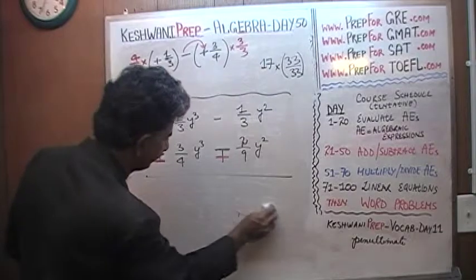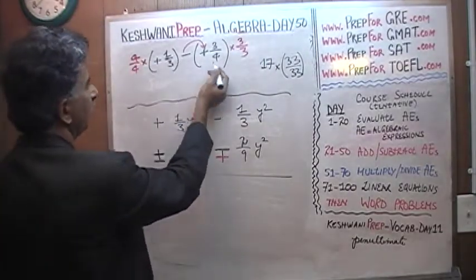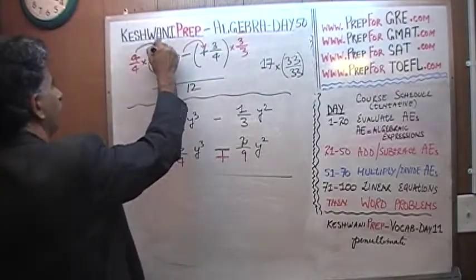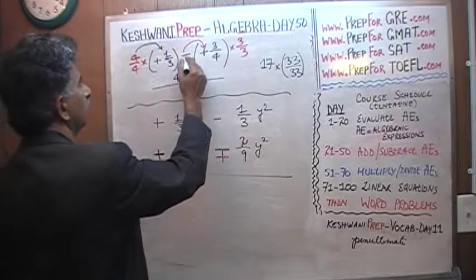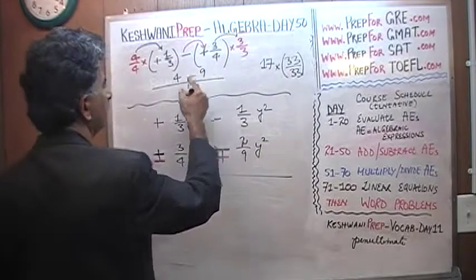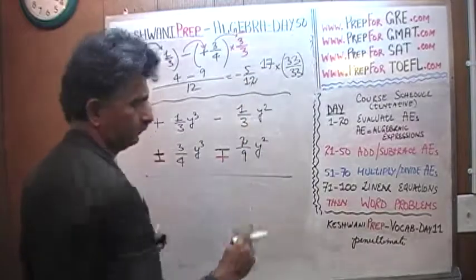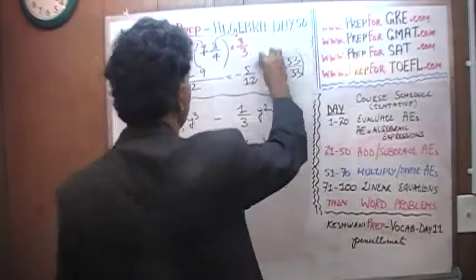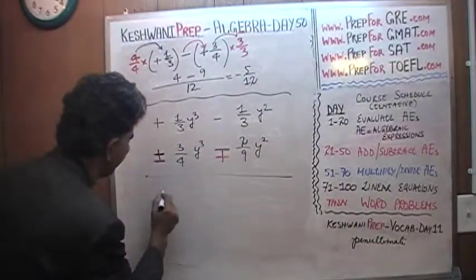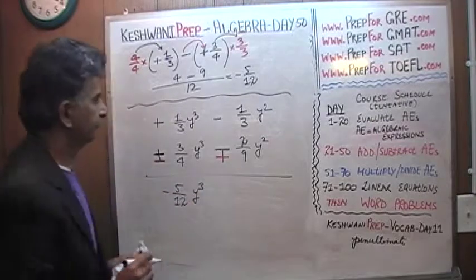Let's keep going. So now we have a denominator of 12 here and a denominator of 12 here. We have a common denominator of 12. We simply have to go 4 times 1, which is 4. Negative times positive is negative, and 3 times 3 is 9. 4 minus 9 is going to give us negative 5/12. Negative 5/12 is the coefficient of y cubed. Negative 5/12 y cubed.